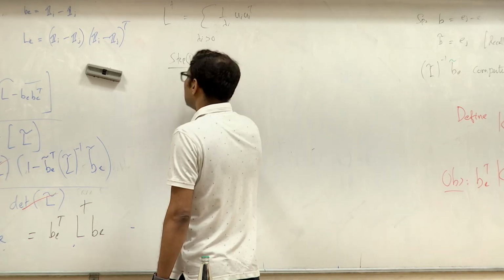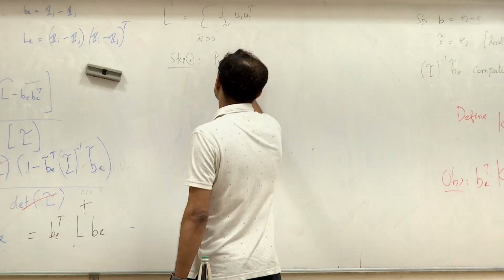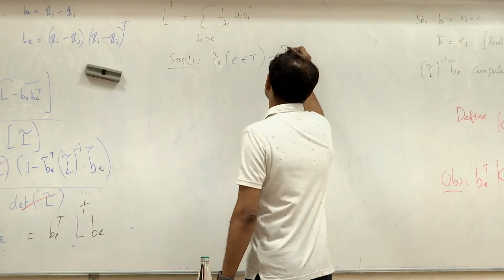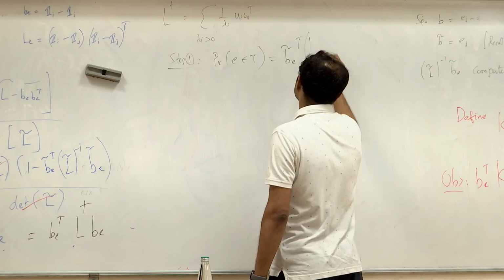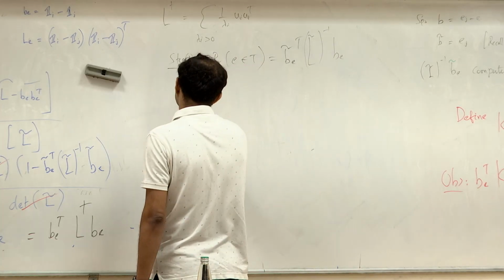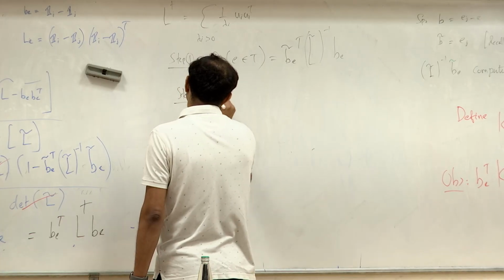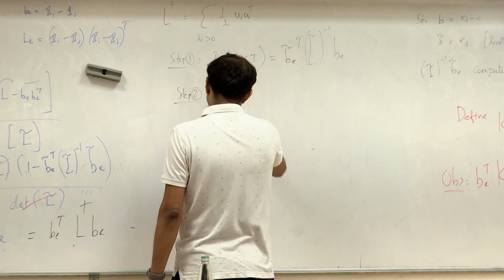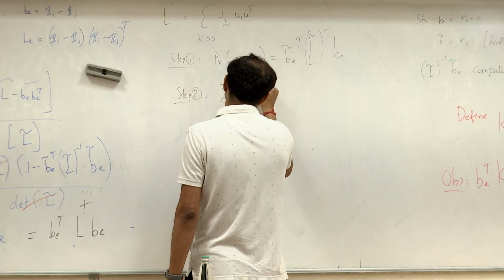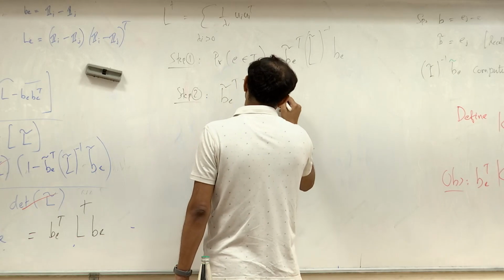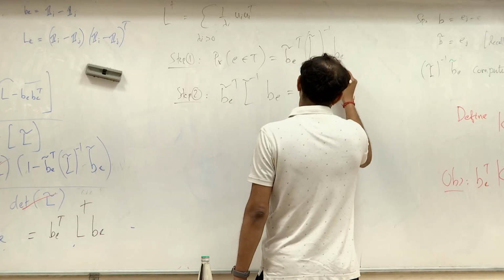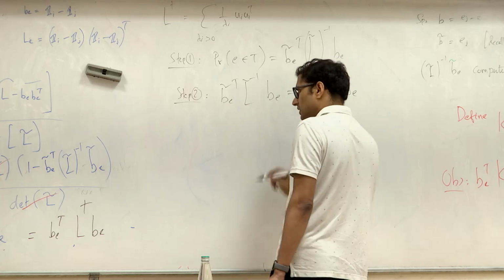Step one is that what we showed is that the probability that the edge E belongs to T was exactly equal to BE tilde transpose L tilde inverse BE. Step two that we had was to argue that this expression, BE tilde transpose L tilde inverse BE, is exactly equal to an expression where I can throw the tildes away.